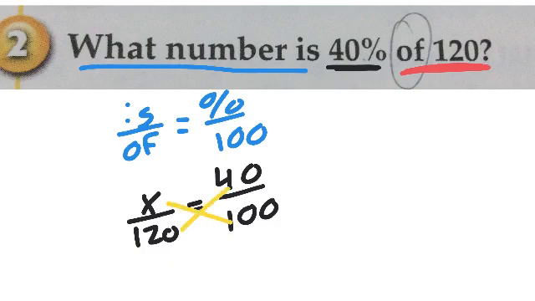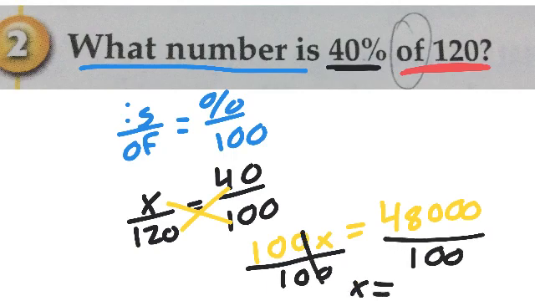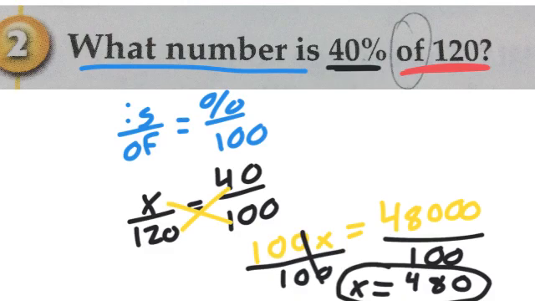Fraction equal to a fraction, cross multiply. So that's going to give me 100 times x, which is 100x, equals 120 times 40. So 120 times 40 is 4,800. Now x is being multiplied by 100, so I divide by 100. So that tells me x equals, that would be 480. So 120 is 40% of the number 480.